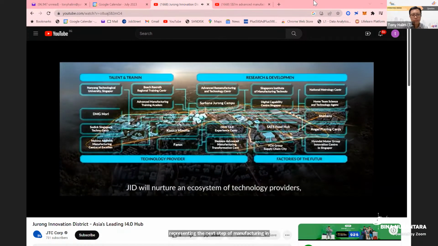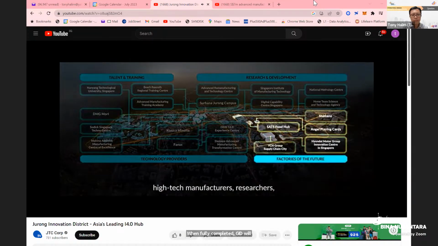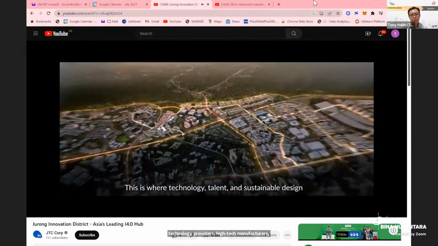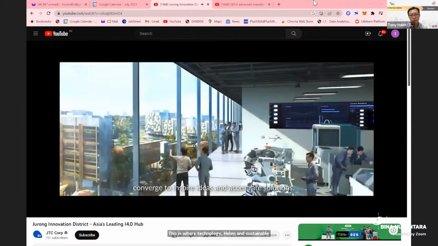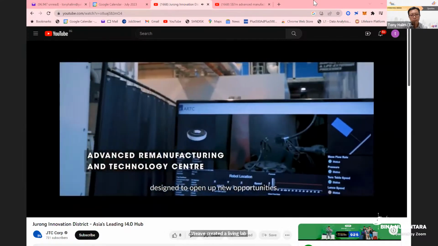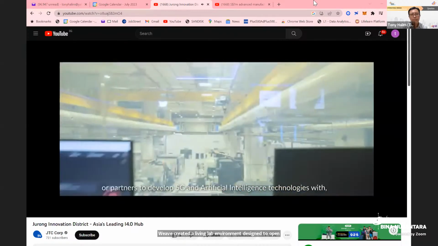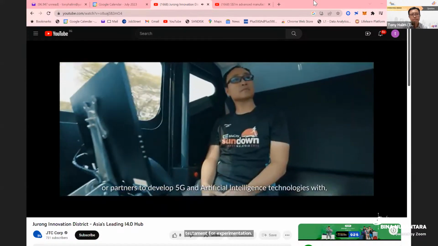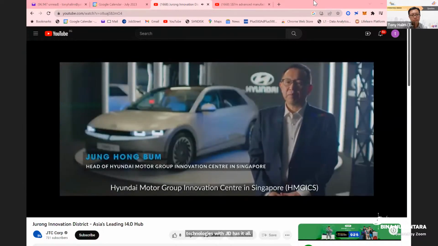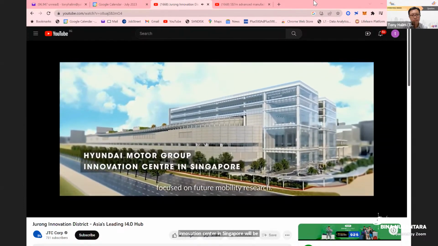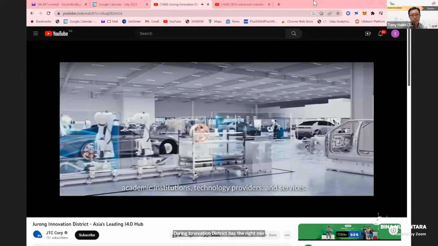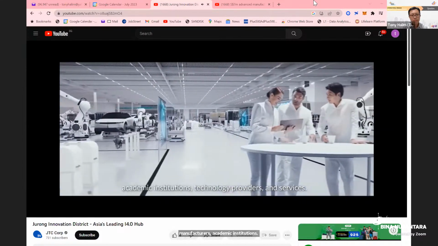When fully completed, JID will nurture an ecosystem of technology providers, high-tech manufacturers, researchers, and educational and training institutions. This is where technology, talent, and sustainable design converge to inspire ideas and accelerate solutions. We've created a living lab environment designed to open up new opportunities, whether you're looking for a testbed for experimentation or partners to develop 5G and artificial intelligence technologies with. JID has it all. Hyundai Motor Group Innovation Center in Singapore will be an open innovation lab focused on future mobility research. Jurong Innovation District has the right mix of advanced manufacturers, academic institutions, technology providers, and services.